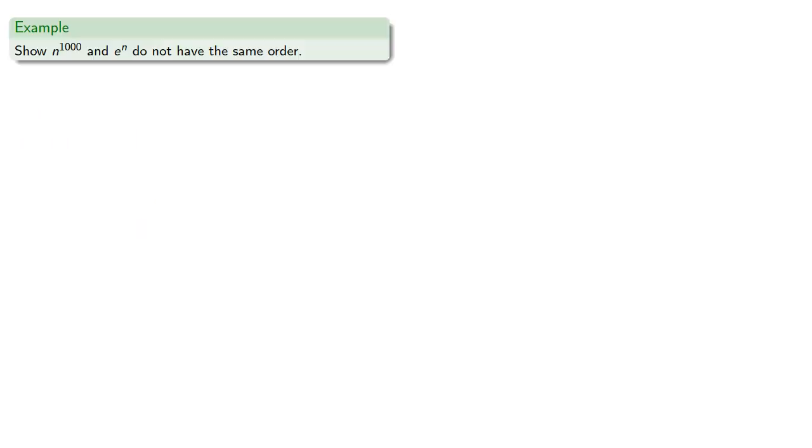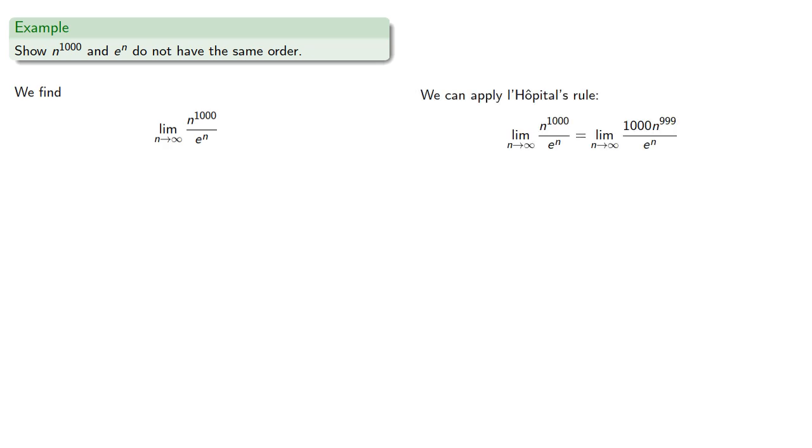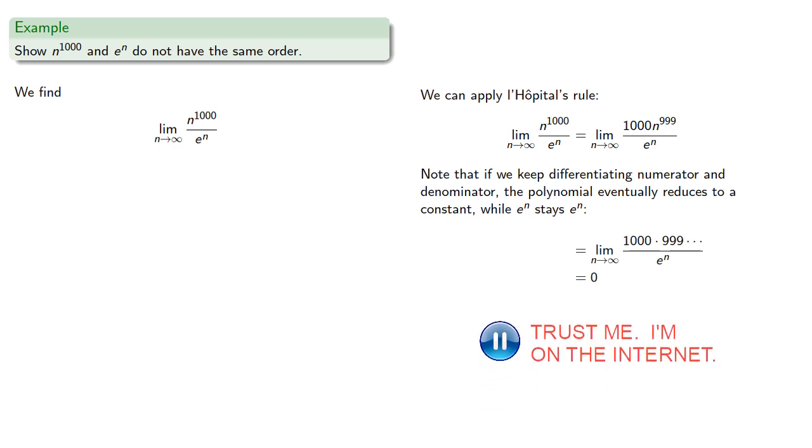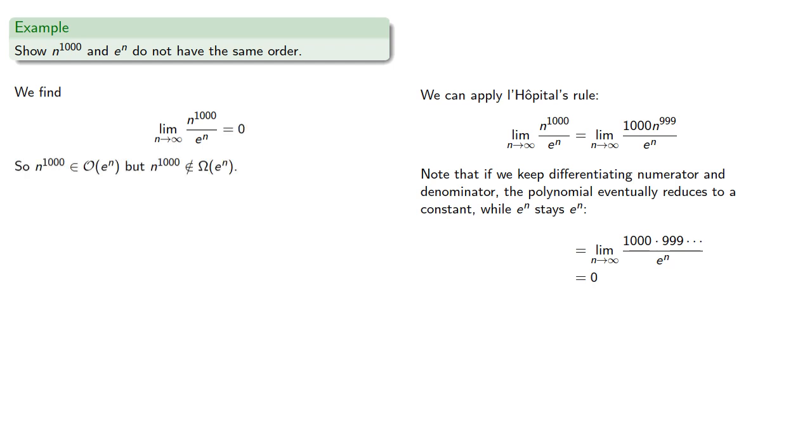So let's show that n to the 1000 and e to the n do not have the same order. Now, we already did this, but again, let's prove it again. So we can take a look at our quotient. We can apply L'Hopital's rule, but note that if we keep differentiating numerator and denominator, the polynomial eventually reduces to a constant, while e to the n stays e to the n. And so we'll get a quotient with a constant over e to the n, and the limit will be 0. And so n to the 1000 is big O of e to the n, but it's not omega of e to the n, so they have different orders.